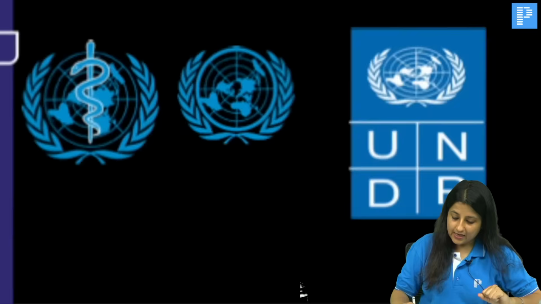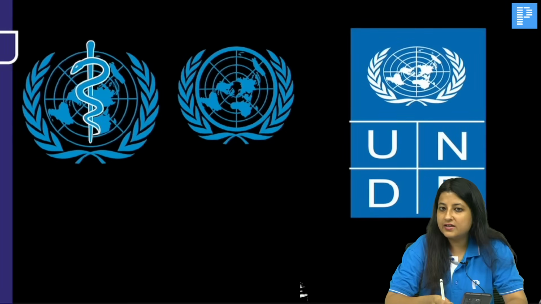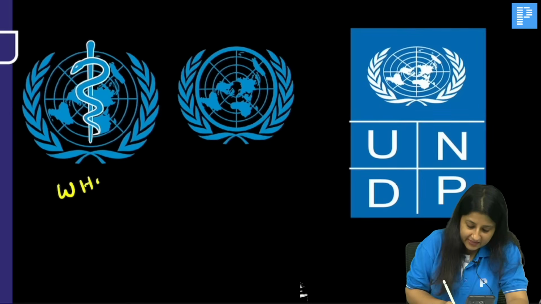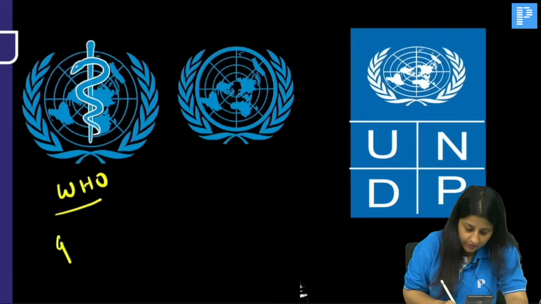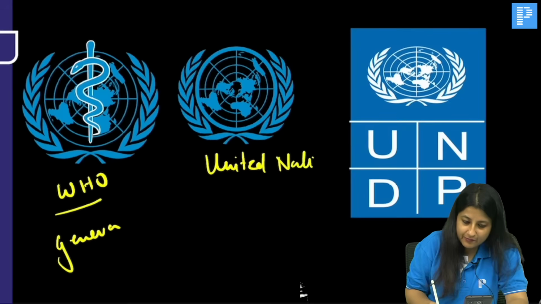Okay. Last, whose logo is this? International Health, guys. Now tell me whose logo is the first one. So we'll just do the logo and the headquarters. This is WHO. The headquarter is in Geneva. This is United Nation. UNICEF में बच्चा होता है.